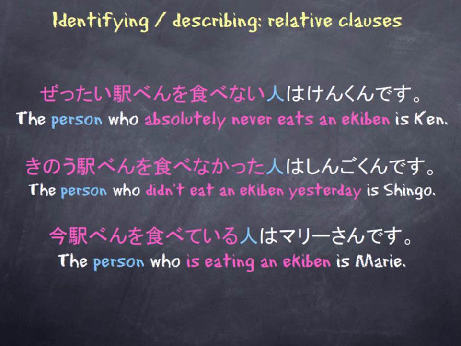On our second slide here, the person who absolutely never eats an ekiben is Ken. 絶対駅弁を食べない人は Ken-kun desu. So we have the same structure in these three examples on this page. The only difference is that our verb changes in form. So we have 食べない, 食べなかった, and 食べている. Basically the sentence still acts in the same way. It's just that we're seeing different examples of how we can use verbs in these sentences.